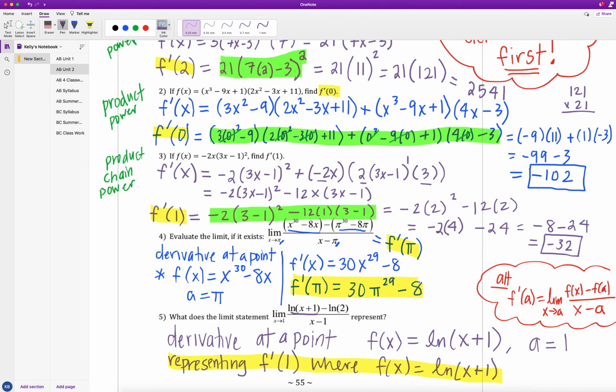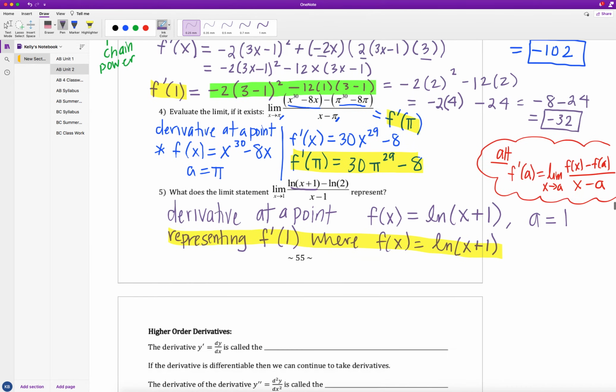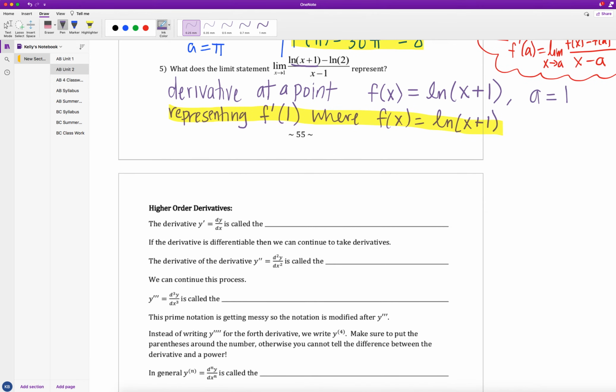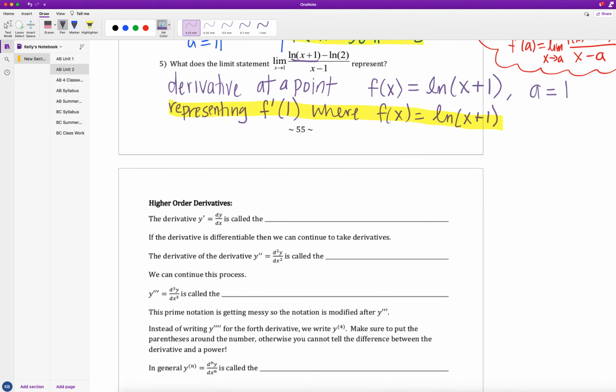Okay, let's look at our next page. Our next page is going to deal with some higher order derivatives. So far all we've talked about are first derivatives. But if a function is more differentiable, or if the first derivative is differentiable, we actually have higher order derivatives here. Let's look at some of the notations for those.